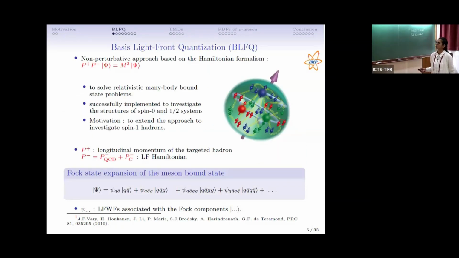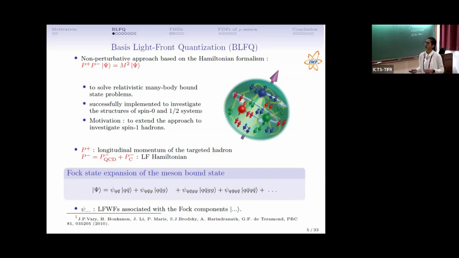So this approach has already been introduced by Chandan. This is the non-perturbative approach where we solve the eigenvalue equation, and this approach is basically to solve the relativistic many-body bound state system. So this approach has successfully been implemented for the spin half and spin 0 systems. So our motive is to extend this approach to the spin 1 system.